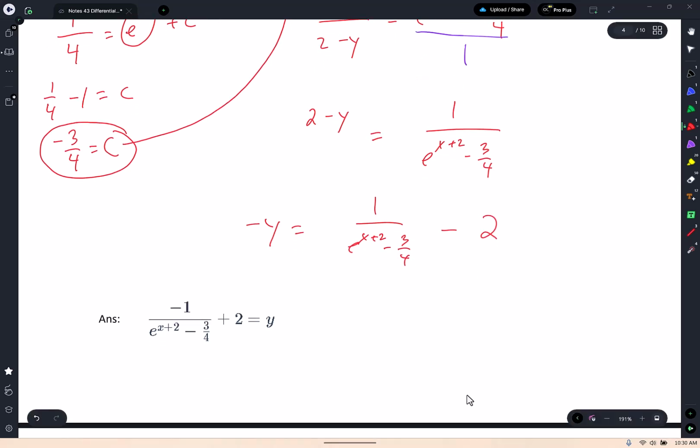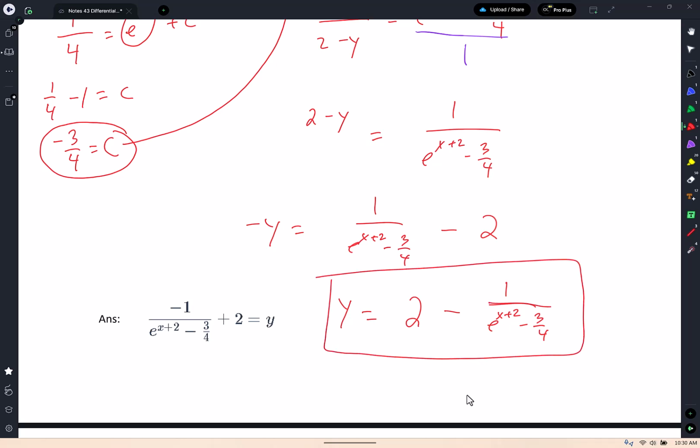Last move. How do I remove that negative in front of the y? Multiply both by negative. So look what they have. Y equals, I'm going to turn that negative 2 into a positive, 2 minus that fraction, 1 over e to the x plus 2 minus 3/4. And there it is. I don't like it. I think it's nasty. But that's how they did it.